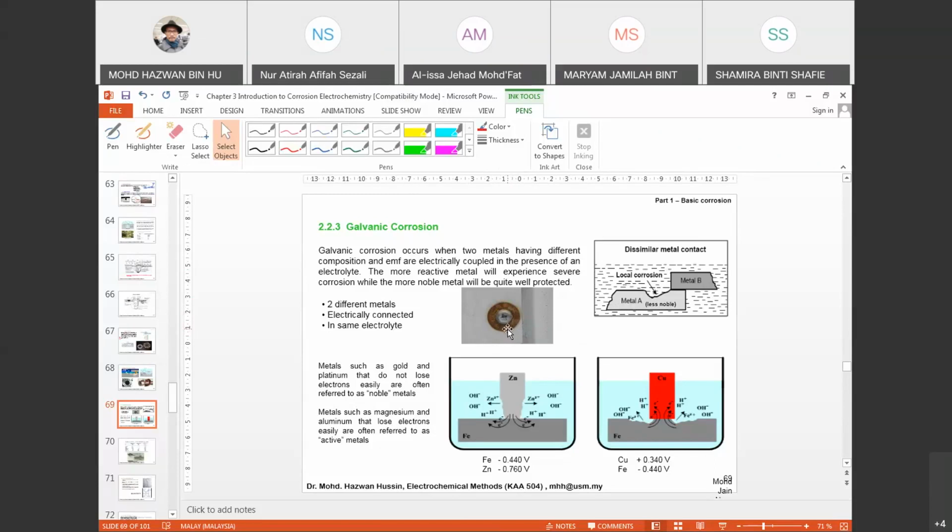So what would be the requirement for galvanic corrosion? Of course, you should have two different metals that are electrically connected or attached together. At the same time, you should have the same electrolyte or the same environment.